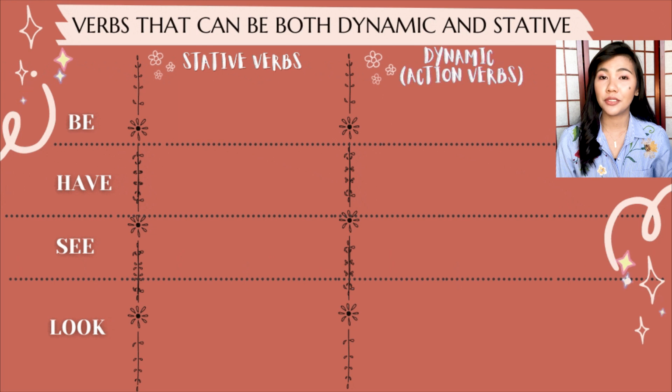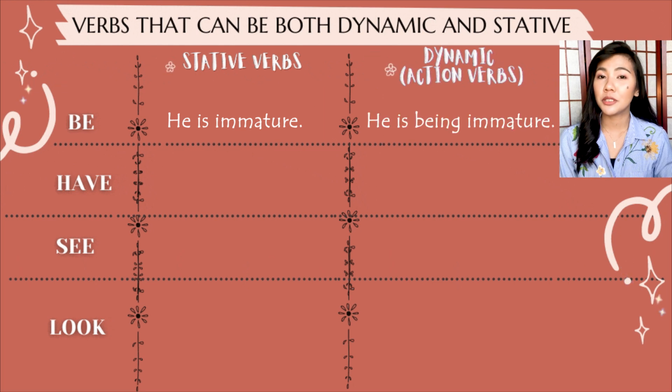When used as a stative verb, we say, he is immature. This means that he is always immature. If you say he is being immature, this means that he's temporarily acting immature. So here we use it as an action verb.